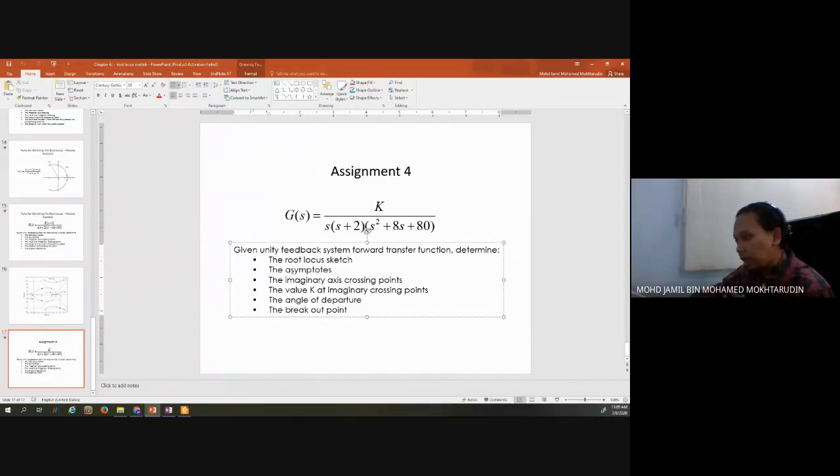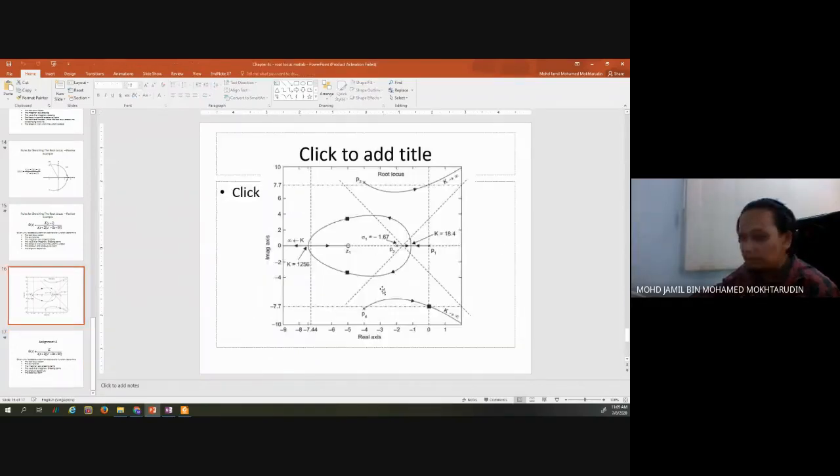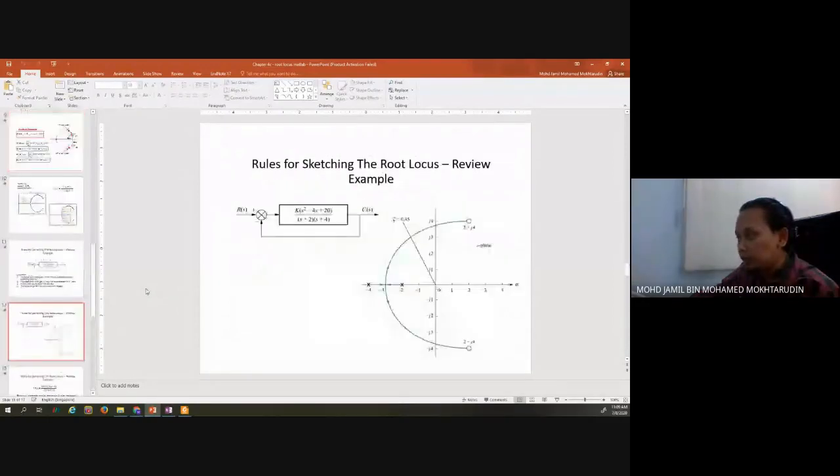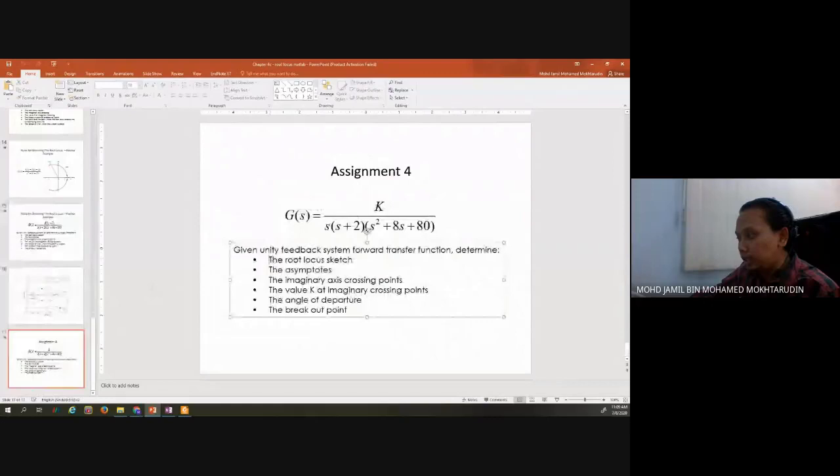Because once you know all of this, only then can you see the shape of the root locus. Okay, try to digest it more. And assignment 4, the deadline is Sunday, and also your take home quiz. Okay, take home quiz is also Sunday.